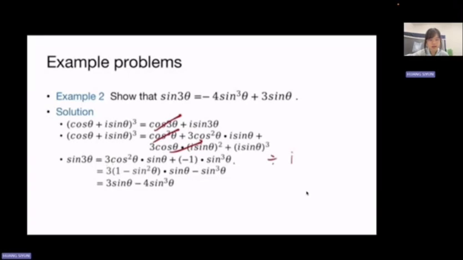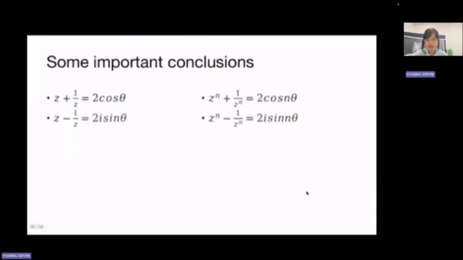So we have this. And we need to notice that cosine squared theta can be written as 1 minus sine squared theta. So we can prove the identity. Example 3 is a variant of the trigonometric identities. And before that, we need to know some important conclusions.